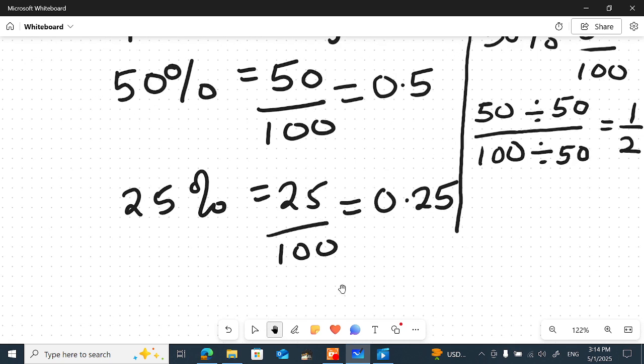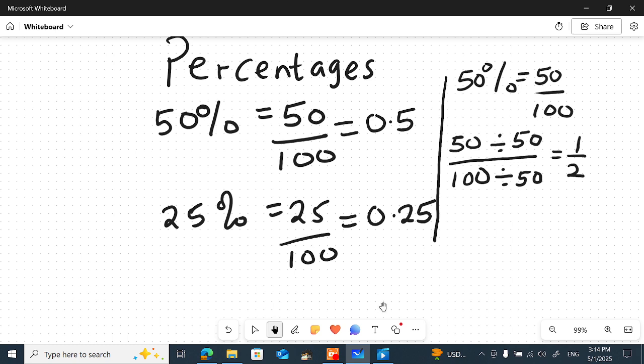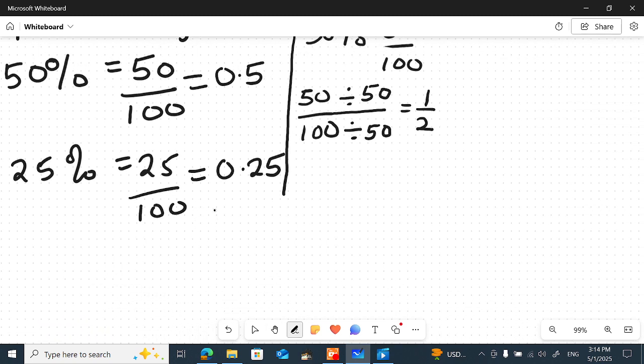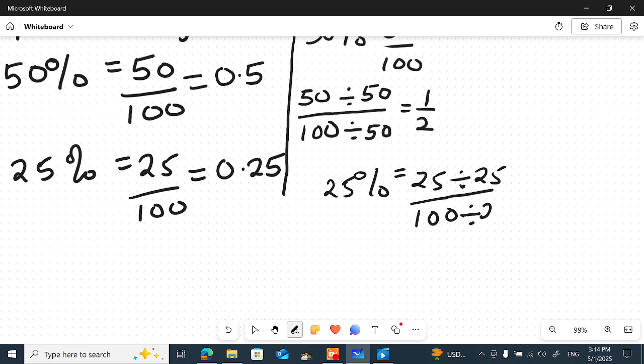25% also can be changed into a fraction. 25 over 100, we start with that. Then we divide 25 by 25 and 100 by 25. Remember, you're supposed to divide by one number in the numerator and denominator. So this gives you 1 over 4.